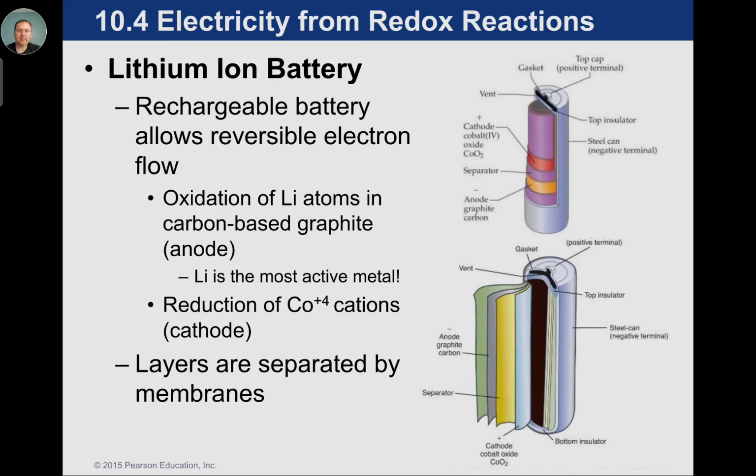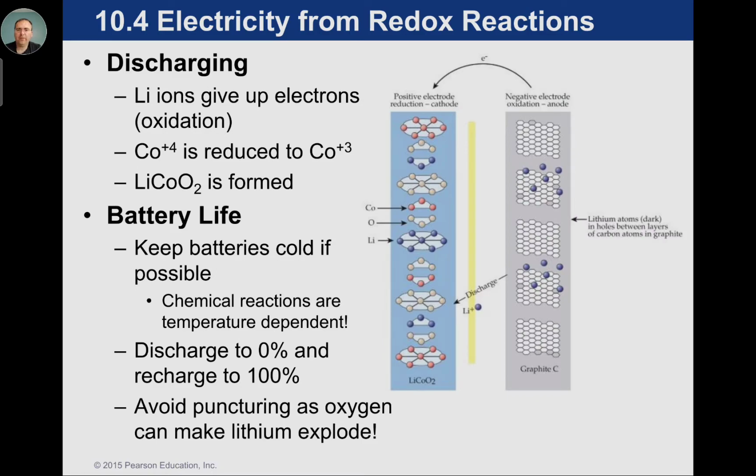So as we separate these layers, we have the ability to discharge, where lithium gives up its electrons, and oxidation. Cobalt is reduced. It goes from a +4 to a +3. The only way to lose positive is to gain negative, and that negative is coming from lithium. This lithium-cobalt complex is formed, and then all we have to do is recharge that complex back to its original state.